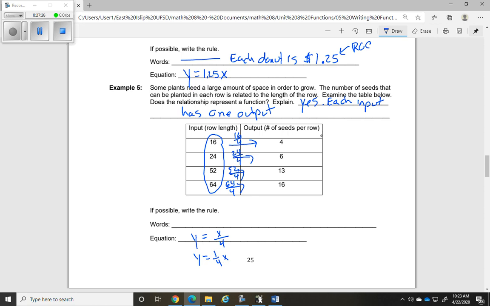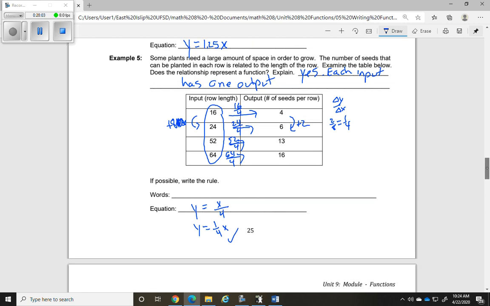So take a look if we go and do the change in y over the change in x. This is going up by 2, while this is going up by, I mean 8. And if I write this rate of change, 2 over 8, it equals 1/4. Notice it matches the equation I wrote. So if you can write the equation just using your common sense, that's also acceptable.